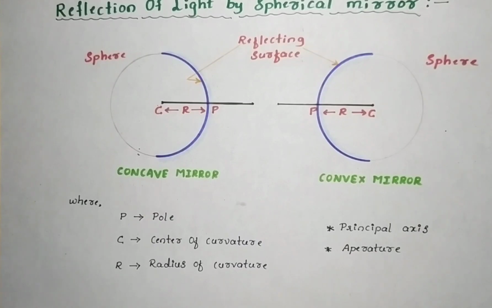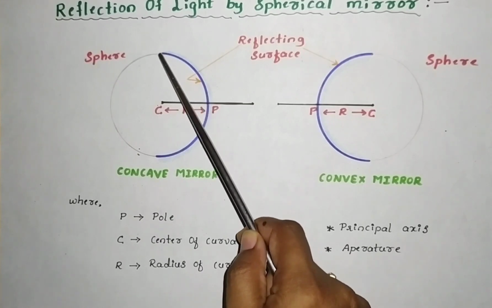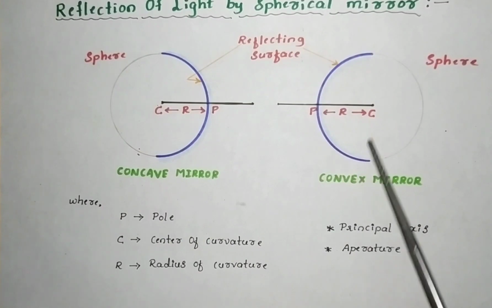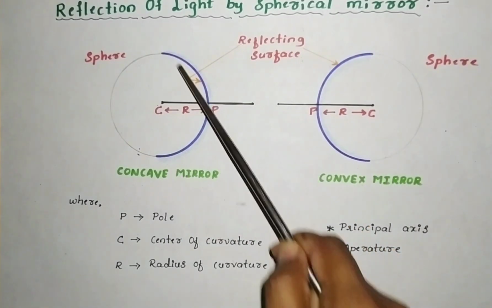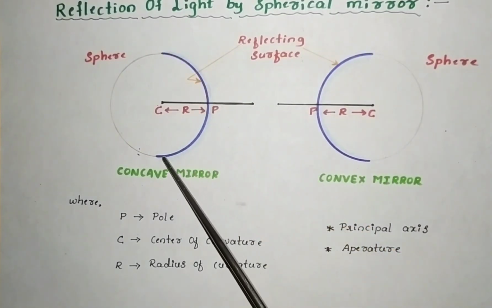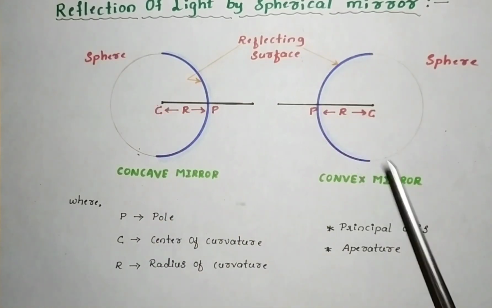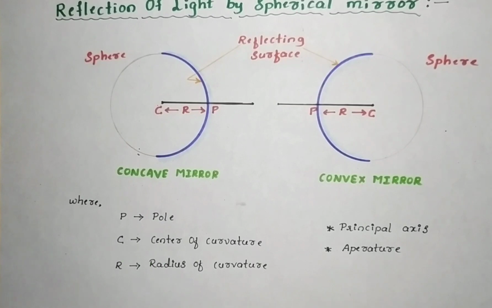Then the last point is aperture. Aperture means area, the area available for reflection of light. This area we can call aperture. This area is only available for which phenomenon? Reflection of light. So this area we are going to call aperture. So these are some basic terms which are related to spherical mirror.